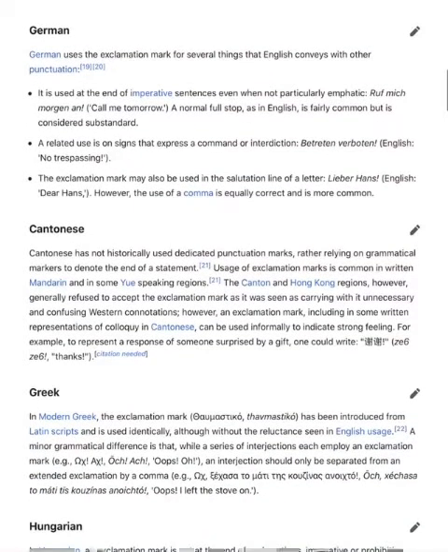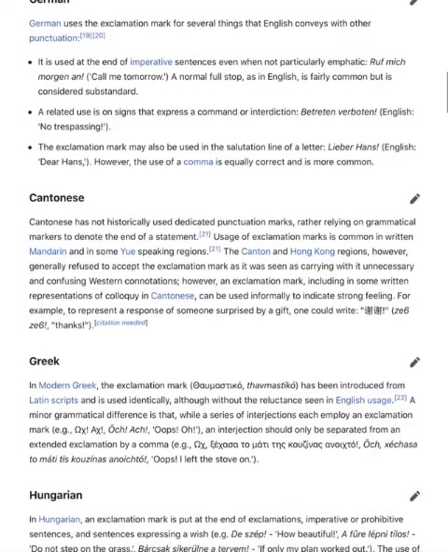German. German uses the exclamation mark for several things that English conveys with other punctuation. It is used at the end of imperative sentences even when not particularly emphatic. Ruf mich morgen an. Call me tomorrow. A normal full stop, as in English, is fairly common but is considered substandard. A related use is on signs that express a command or interdiction.